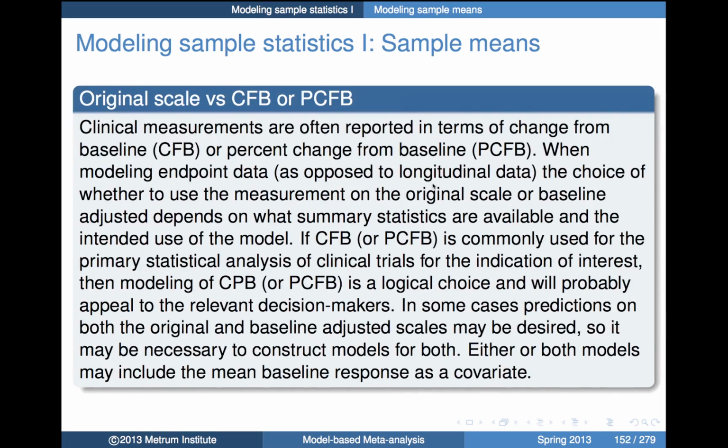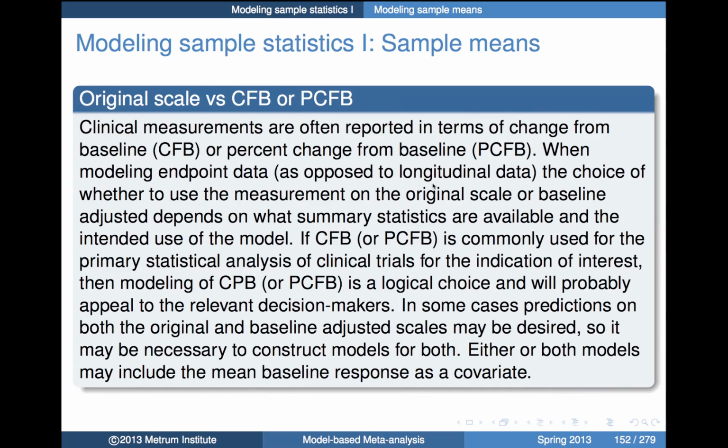Another issue that comes up here is whether you work on the original scale of the measurements, or work with things like baseline corrected values, change from baseline or percent change from baseline. And here, I'm pretty agnostic on that issue, depending upon the context you're in. As I say here, clinical measurements are often reported in terms of change from baseline or percent change from baseline. And if you're modeling endpoint data, and here I'm contrasting that with longitudinal data, the choice of whether to use the measurement on the original scale or a baseline adjusted scale really depends upon what statistics are available to you and the intended use of the model.